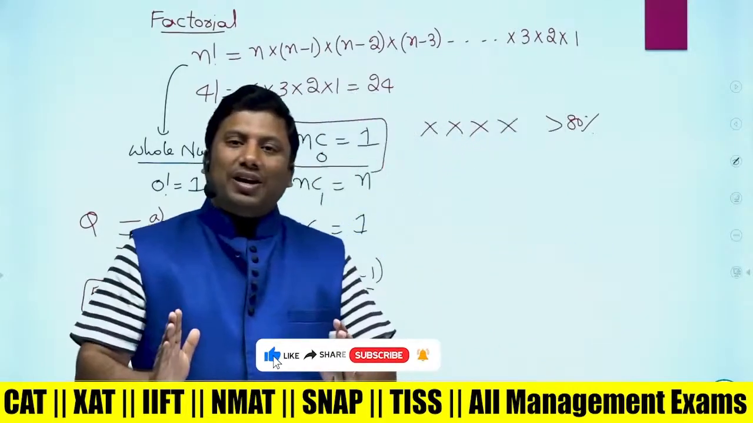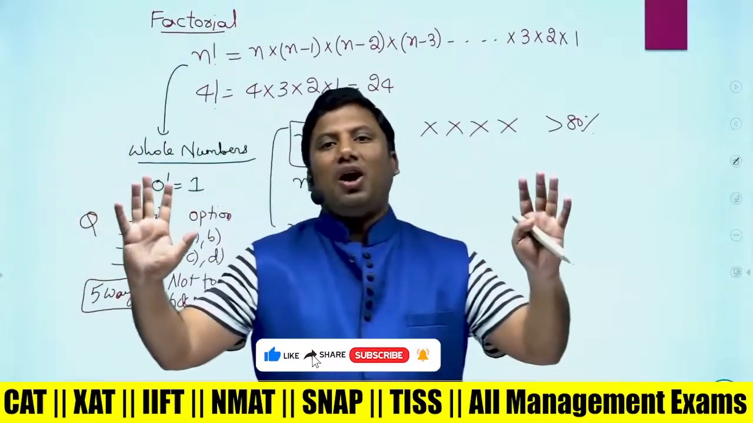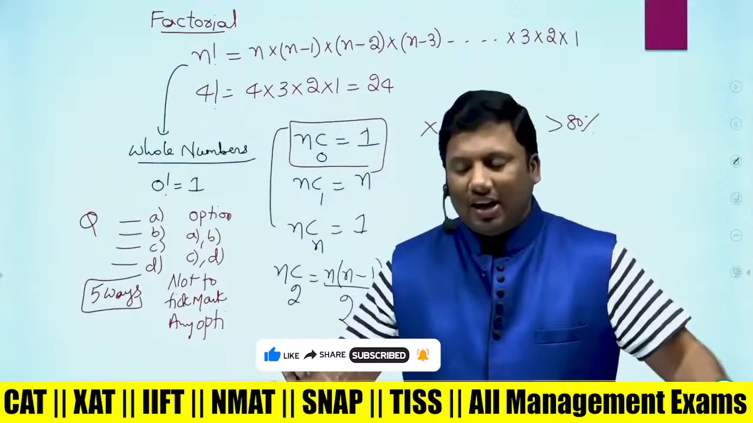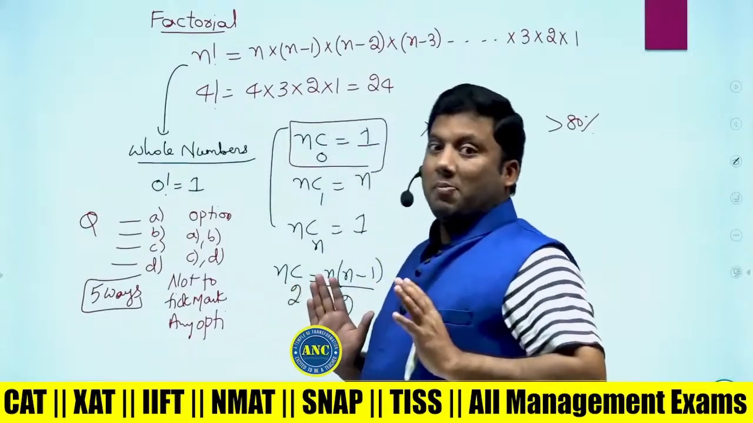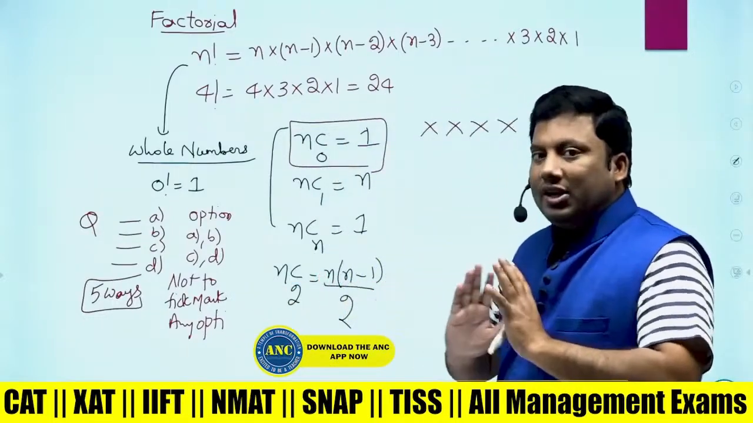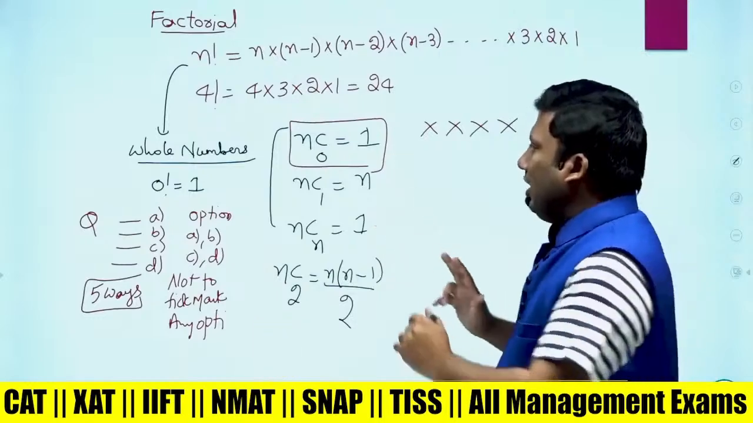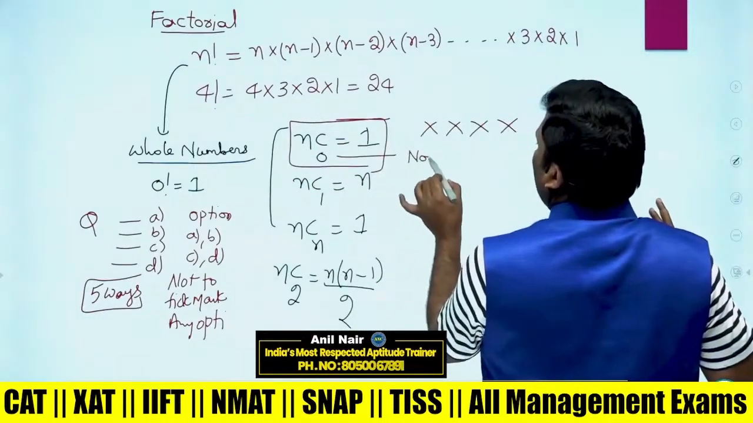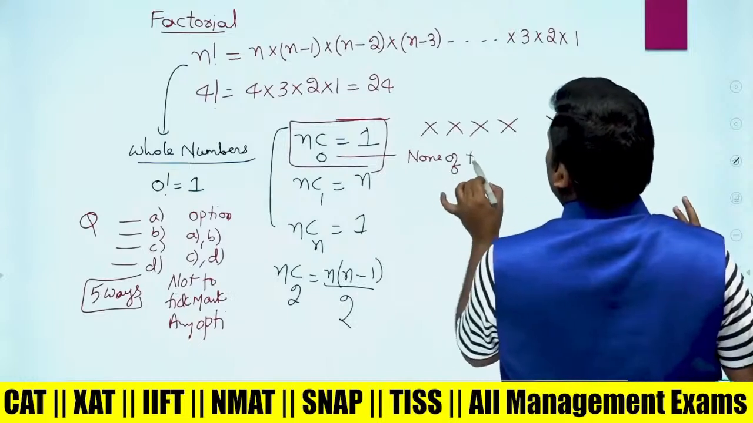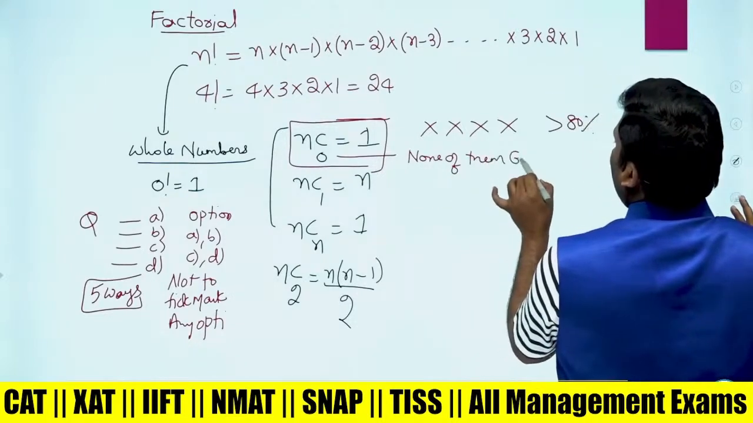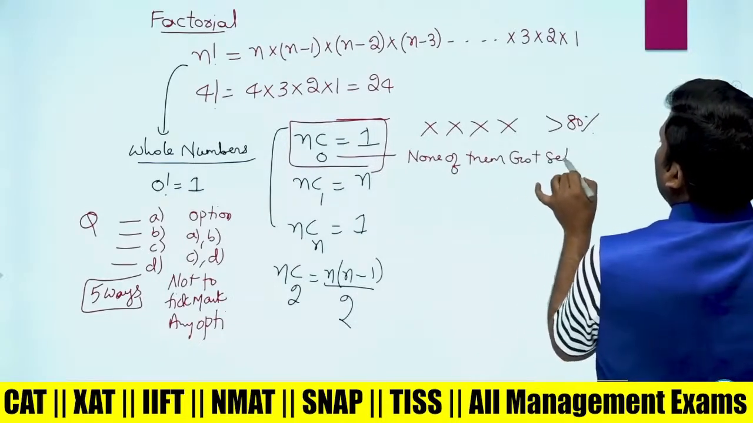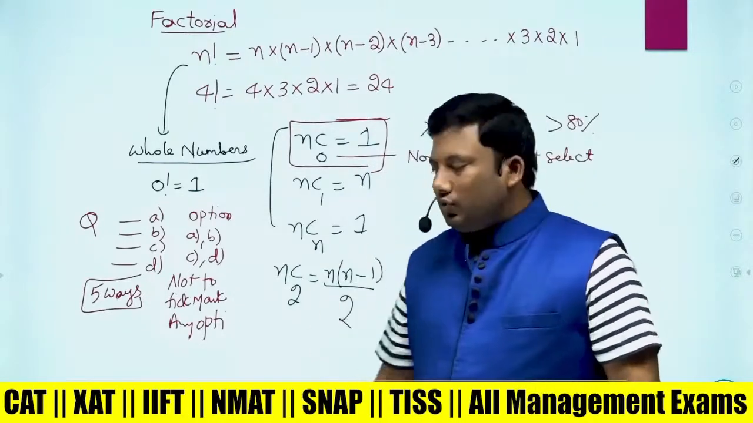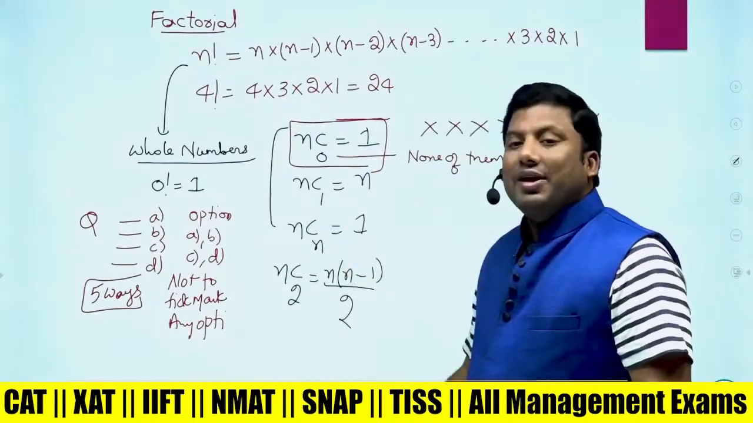I entered into the class and said, how many of you got less than 80%? None of them got. I exited the class. I made that announcement, but I did not select any. So there is only one way: none of them got selected. I hope the idea is clear. NC0 is equivalent to 1.